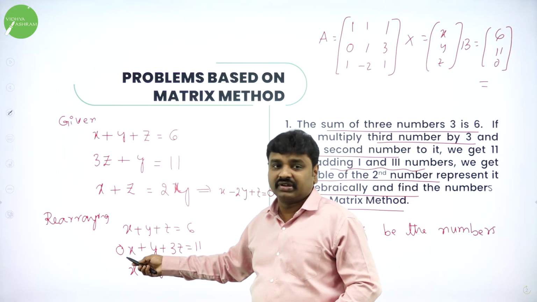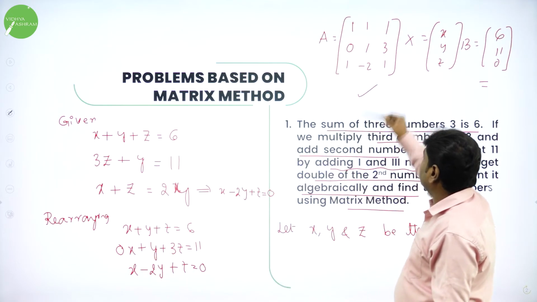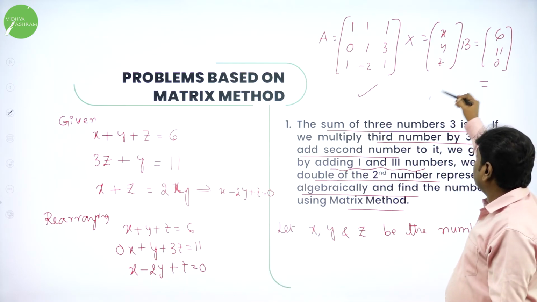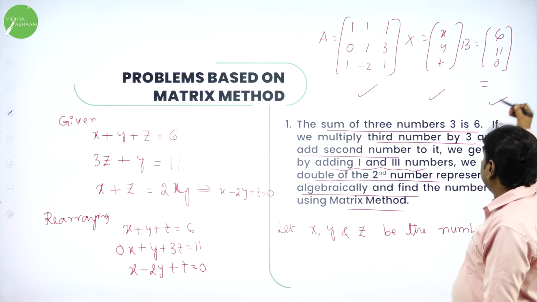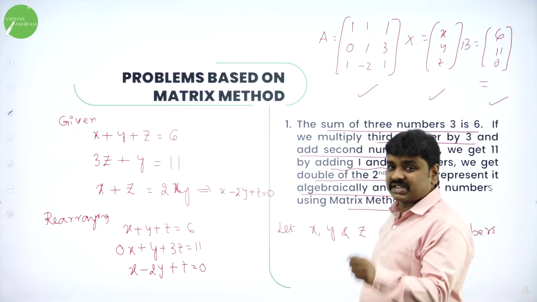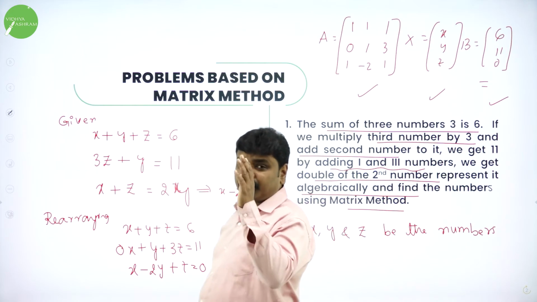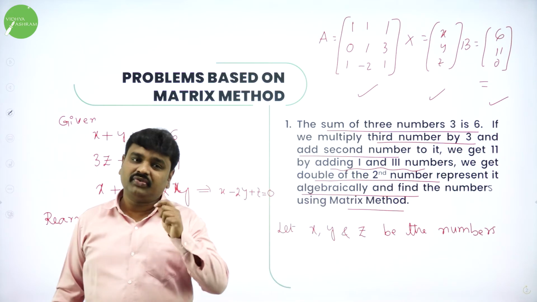So write 0x, and write the coefficients as coefficient matrix A, the variables as variable matrix X, and the constants as matrix B. And what is the matrix method? X is equal to A inverse B. How to find A inverse? 1 by determinant A into adjoint A. That's what we have done.